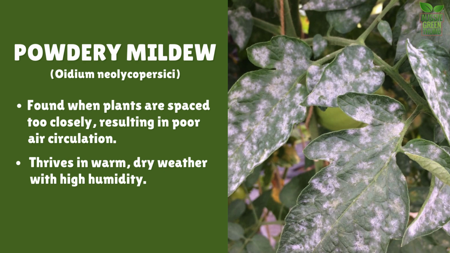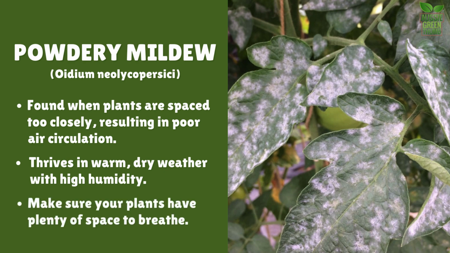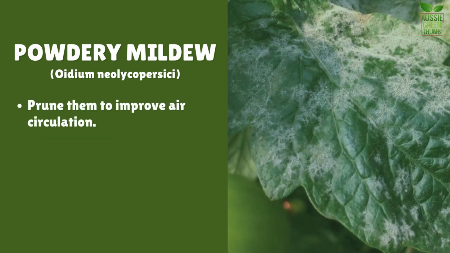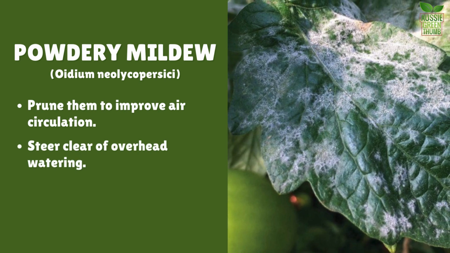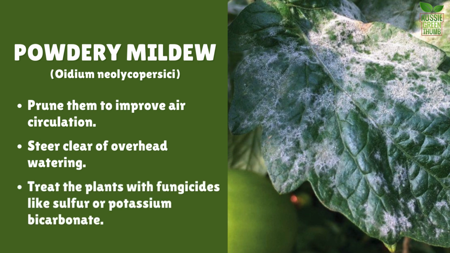To keep it at bay, make sure your plants have plenty of space to breathe, prune them to improve air circulation, and steer clear of overhead watering. If you spot signs of infection, act fast by removing affected parts and treating the plants with fungicides like sulfur or potassium bicarbonate.